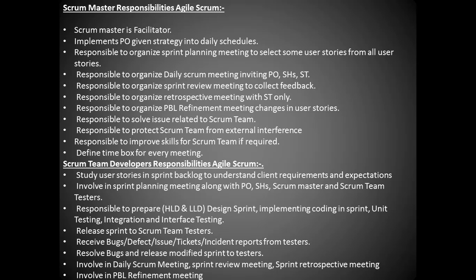Responsible to organize the PBL refinement meeting, changes in user stories if required. Responsible to solve issues related to the Scrum team. He is responsible to protect the Scrum team from external interference. He is responsible to improve skills for the Scrum team if required, defining the time box for every meeting. These are all the Scrum Master responsibilities in the Agile Scrum. And one more responsibility for the Scrum Master is preparing the traceability matrix of every project.